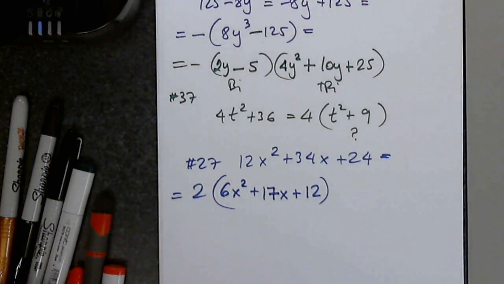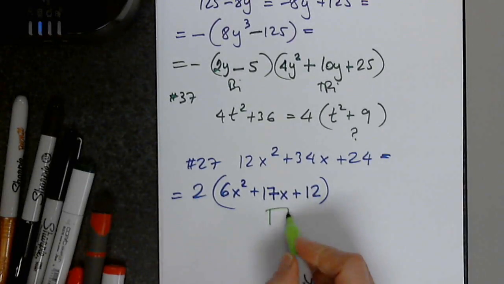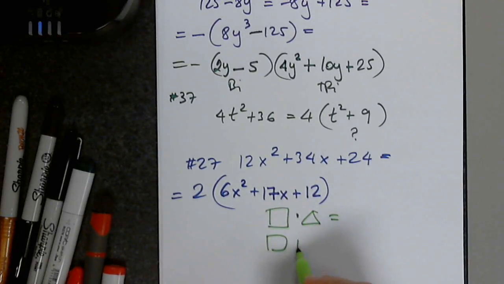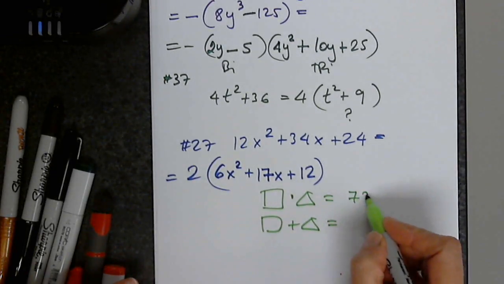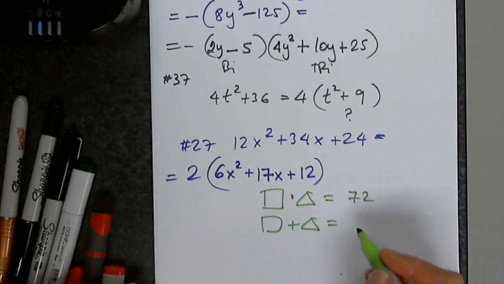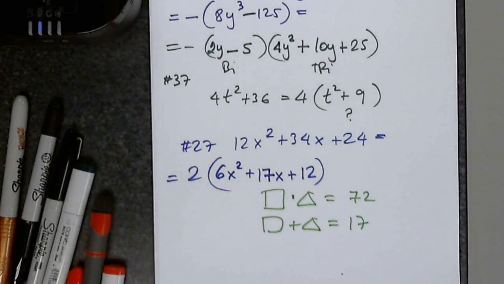So now I have to find 2 numbers whose product is and whose sum is. What is the product? 72. And what is the sum? 17. Good. Since the product is positive, both numbers have to have the same sign. Since the sum is positive, I know exactly which sign they should have. Which sign should they have? Positive. Good. So now, can I find 2 numbers whose product is 72 and whose sum is 17?